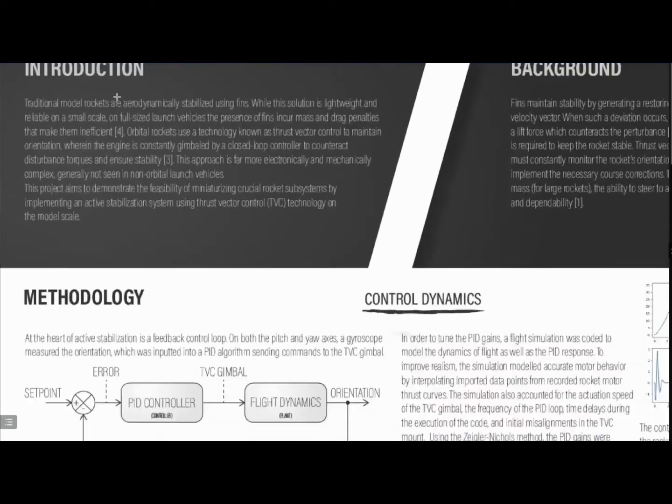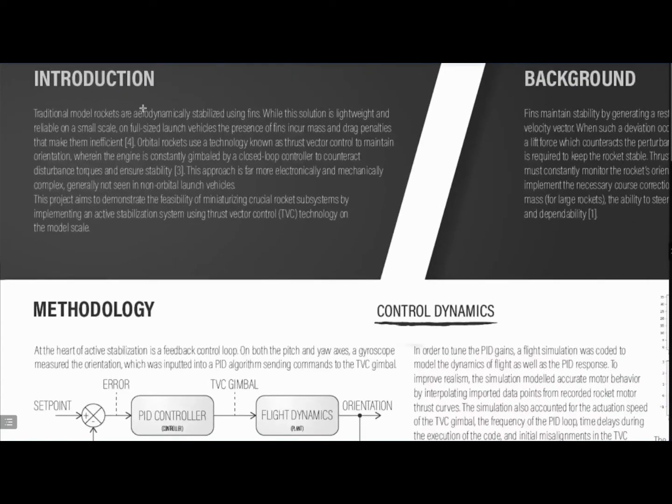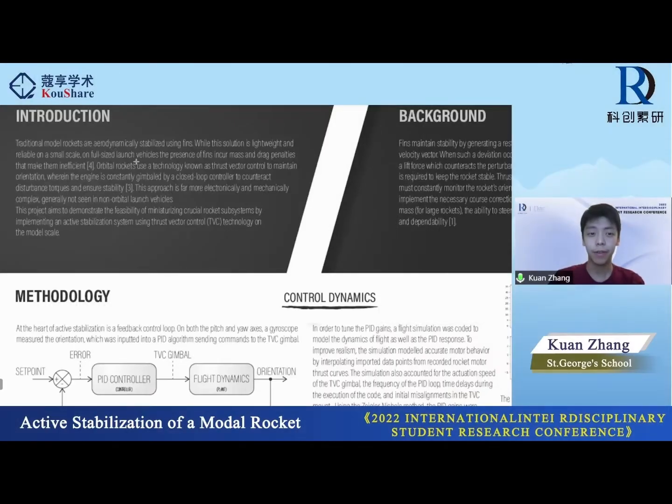Traditional model rockets are aerodynamically stabilized using fins. While this solution is generally lightweight and pretty reliable on a small scale, for full-sized launch vehicles, especially orbital ones, if you want to have fins on your rocket, this generally adds a lot of mass and unwanted drag, which are severe inefficiencies when you consider that in these applications, every kilogram of payload mass is extremely valuable.